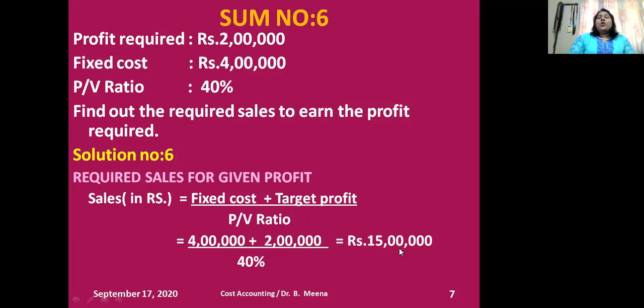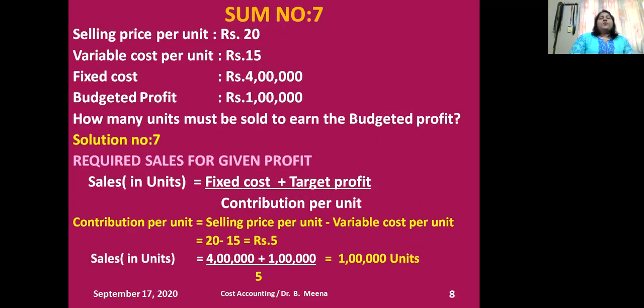So the conclusion is, if I want to achieve 2 lakhs profit, then the sales required is how much? 15 lakhs. Okay, then move on to the next problem. Selling price per unit is 20. This is given for a single unit. Variable cost per unit is 15. And fixed cost is rupees 4 lakhs. Budgeted profit is 1 lakh. How many units must be sold to earn the budgeted profit?